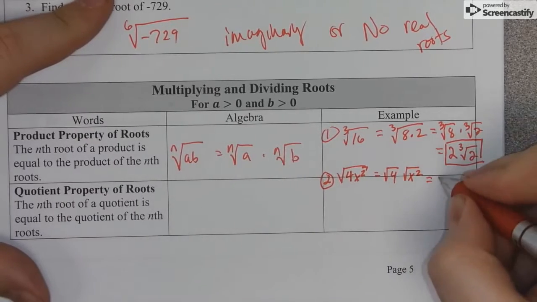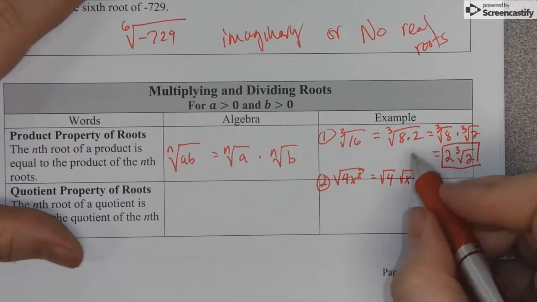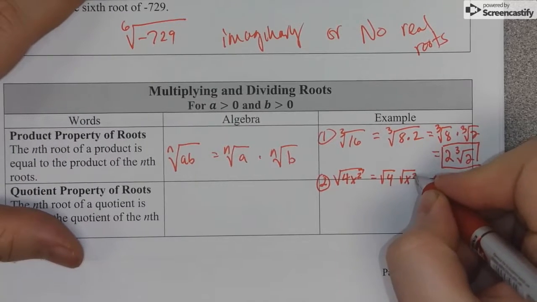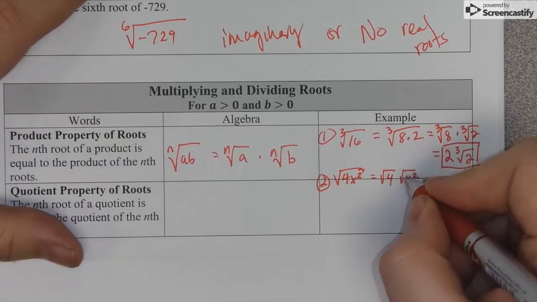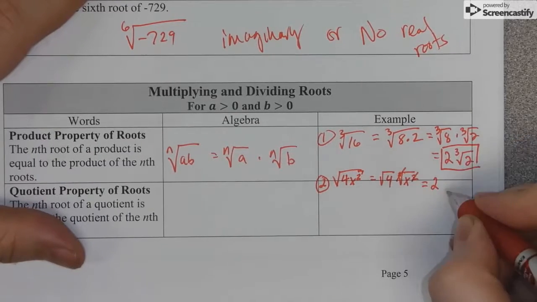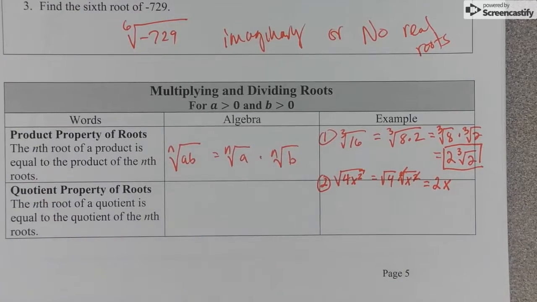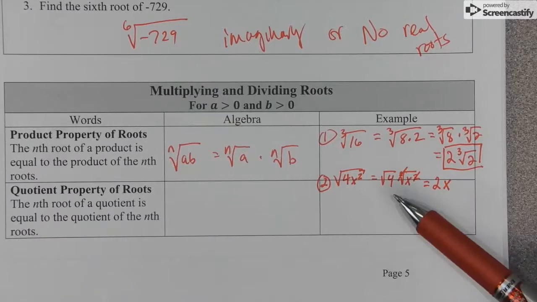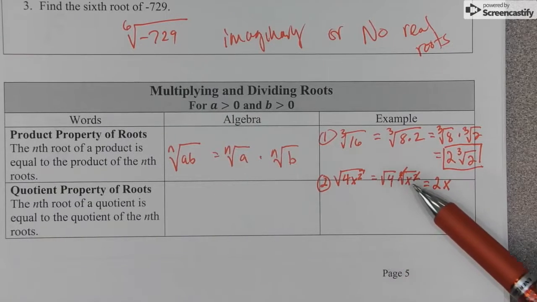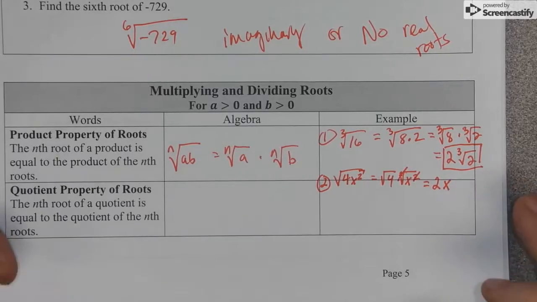Well, I know the square root of 4. The square root of 4 is 2. And just by inspection, here I have a power of 2. And remember, in a radical, without a number, it's implied that there's a 2. So these would cancel off, and I would be left with 2x. So the square root of 4x squared becomes 2x. So that's the product property.